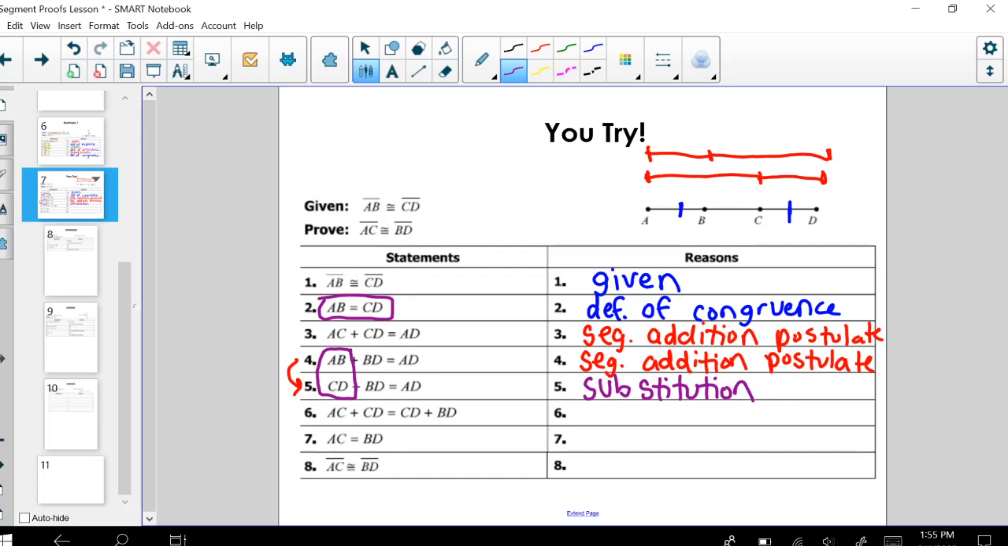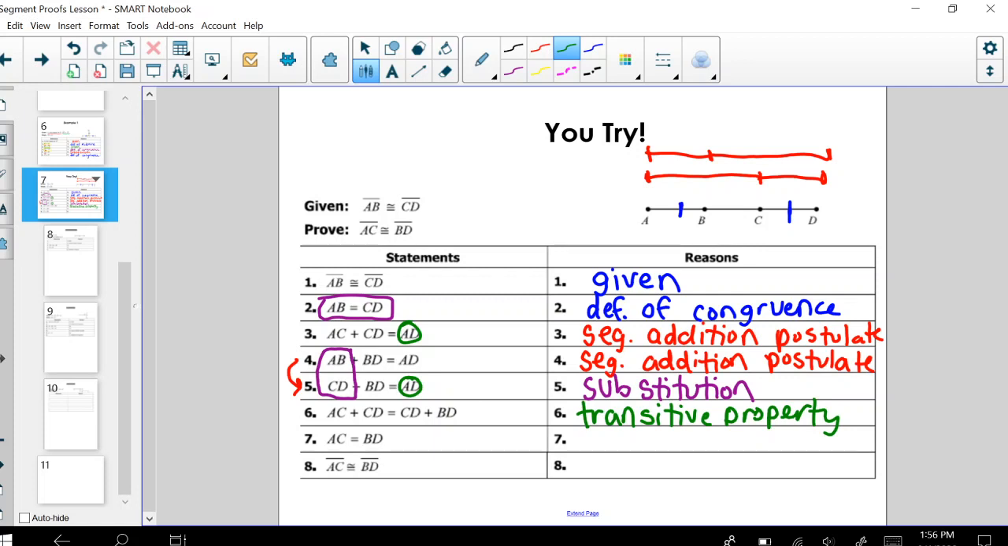So when we swap something out with something that is equal to it, that is substitution. So now for number 6, if we look at what's going on here, we have AC plus CD, which up here we know that that equals AD. And then we have CD plus BD, which is in step 5 here, which is also equal to AD. So if two things are both equal to the same thing, then they're equal to each other. That is our transitive property. Two things equal to the same thing are equal to each other is your transitive property.